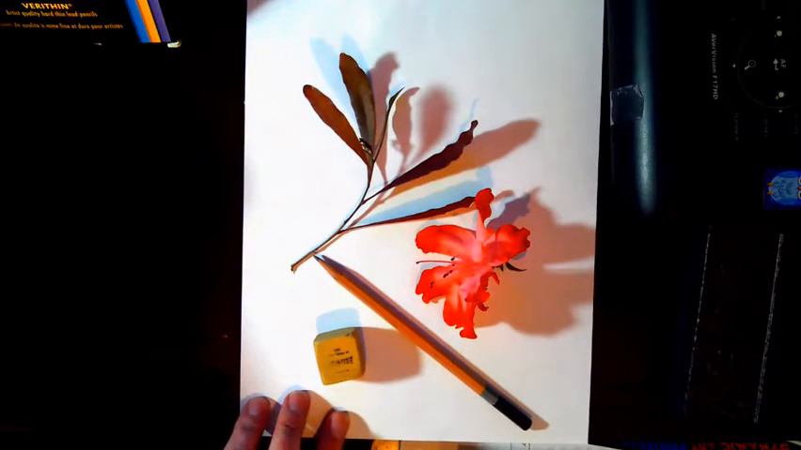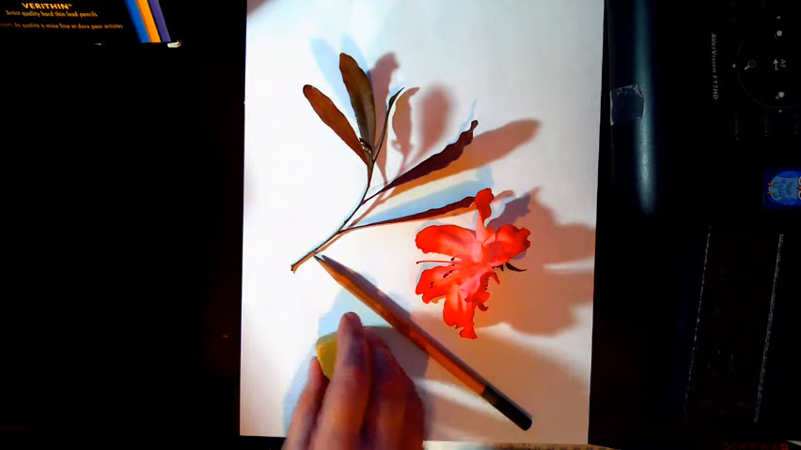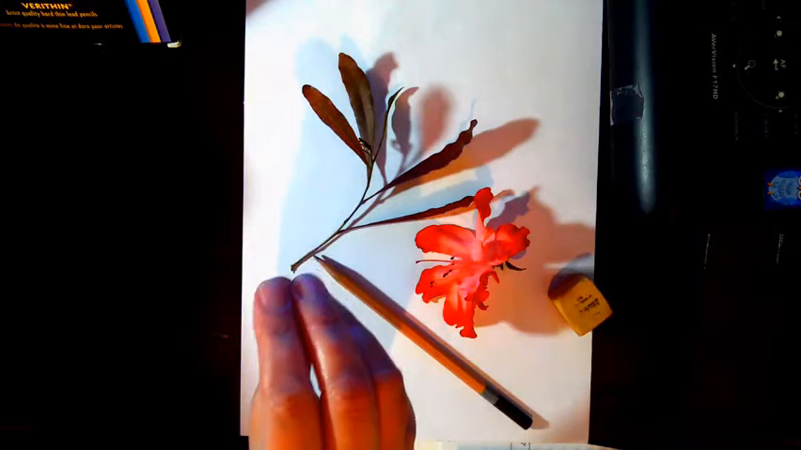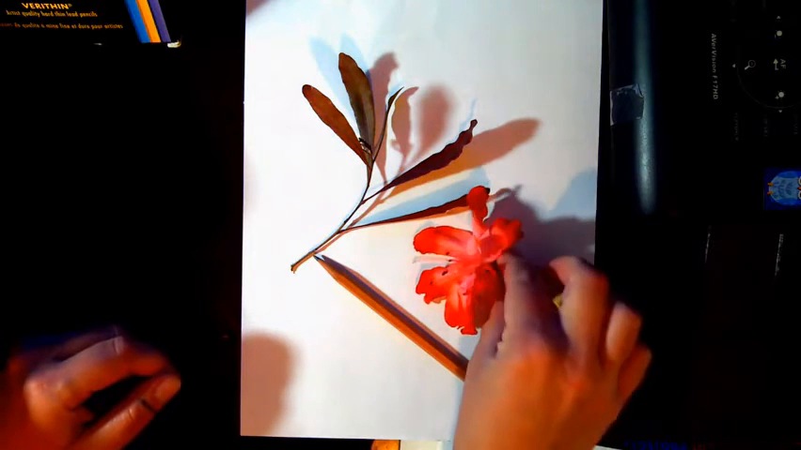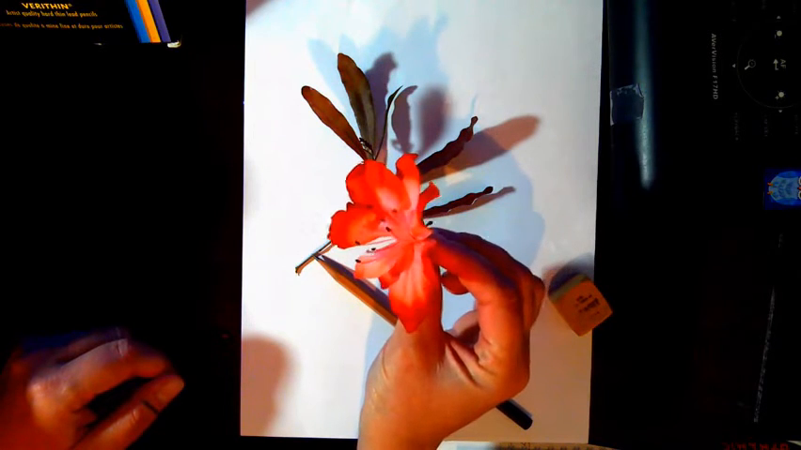Really, the object of today is to learn about scientific illustrations and to really just learn how to look and how to observe things. So what I mean by that is when I look at this flower, I could draw it really quickly.